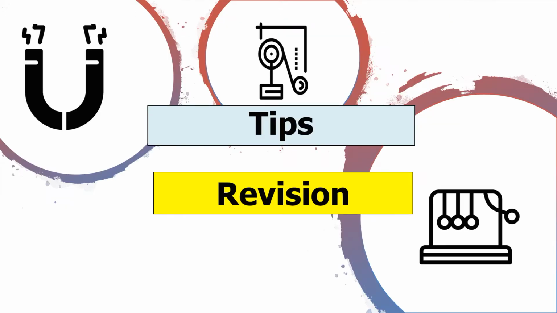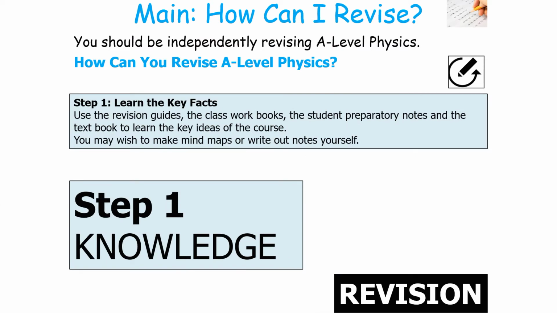Now, how should you be revising your A-Level Physics? Well, you should be independently revising A-Level Physics, and to do this there are three key steps in this revision process. Step 1 is learn the key facts of the course, so use things like revision guides, class workbooks, prep notes and the textbook to learn the key ideas of the course. You may wish to make mind maps or to write out notes yourself.